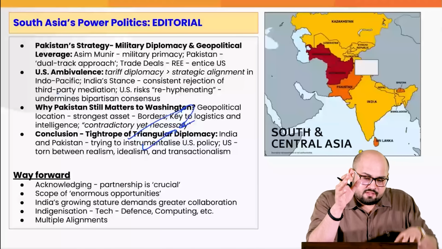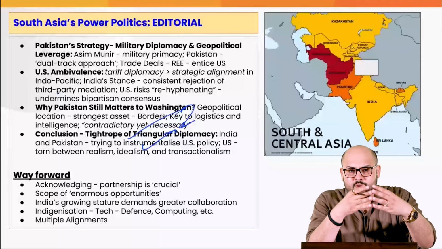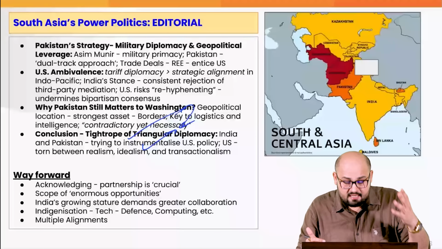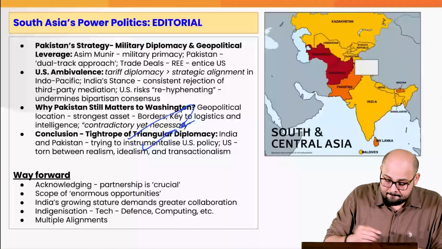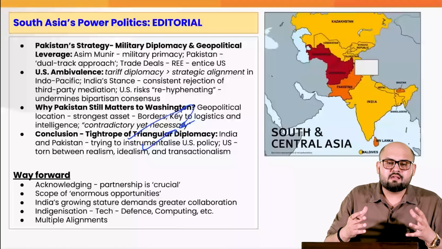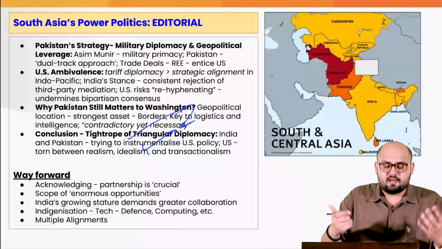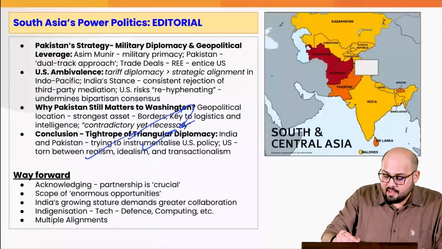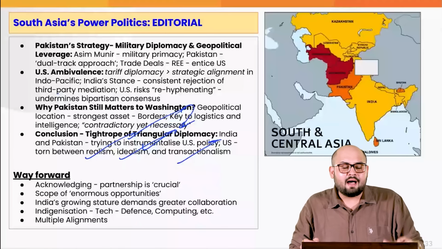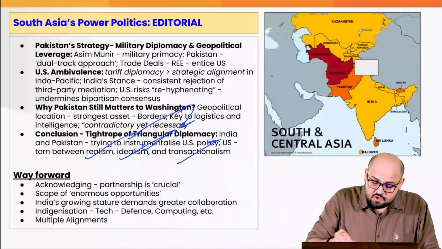But the kind of stance which especially Trump is showing is quite serious and a great concern for India. What we are witnessing is the intersection of different ideologies, be it realism, idealism, and transactionalism, shown by US President Trump. What should be the way forward?